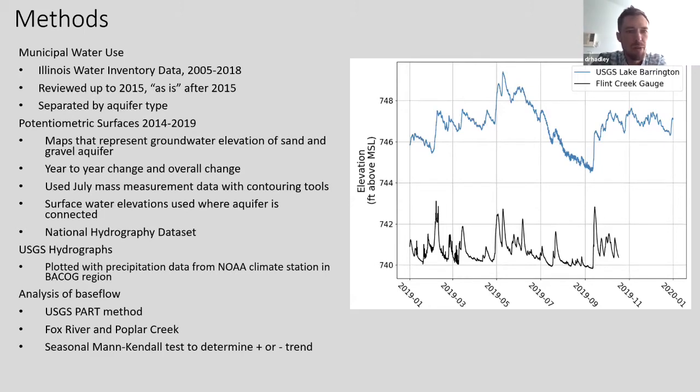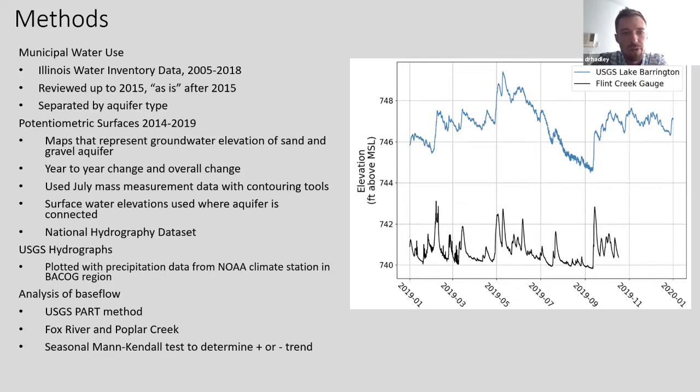And then we could take those maps of groundwater elevation and subtract them, and we could see how those change from year to year. So we could take one surface and subtract it from another to get that change. And we use the July mass measurement data to do this. So the maps that I'm about to show and that you've probably seen in the report just represent July conditions.